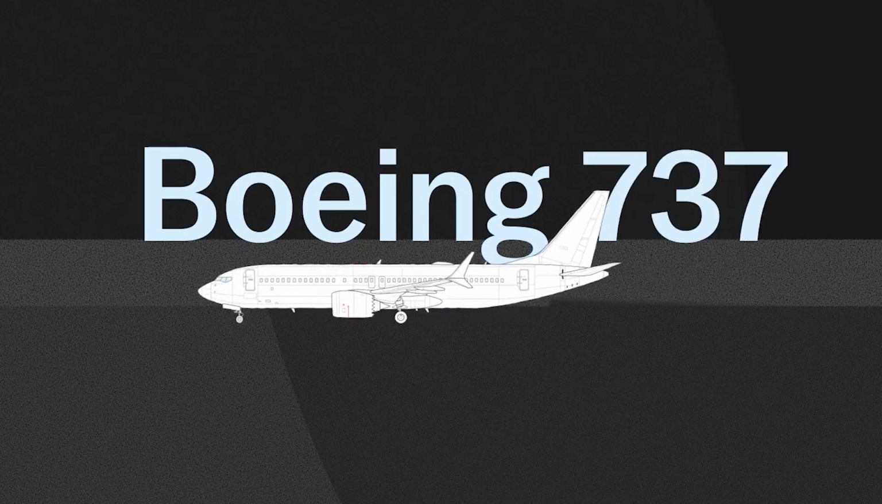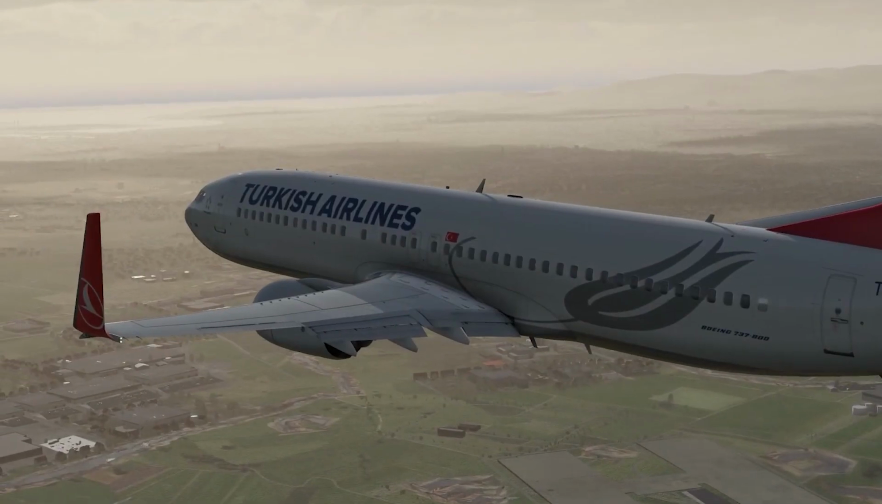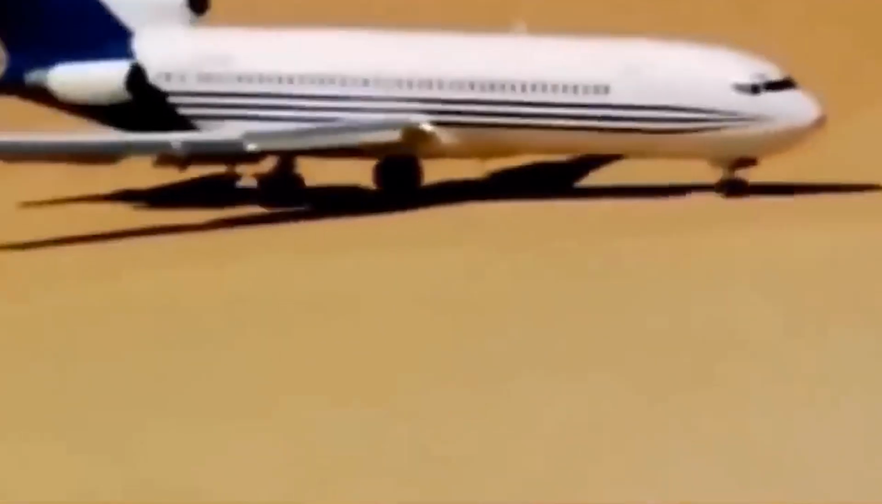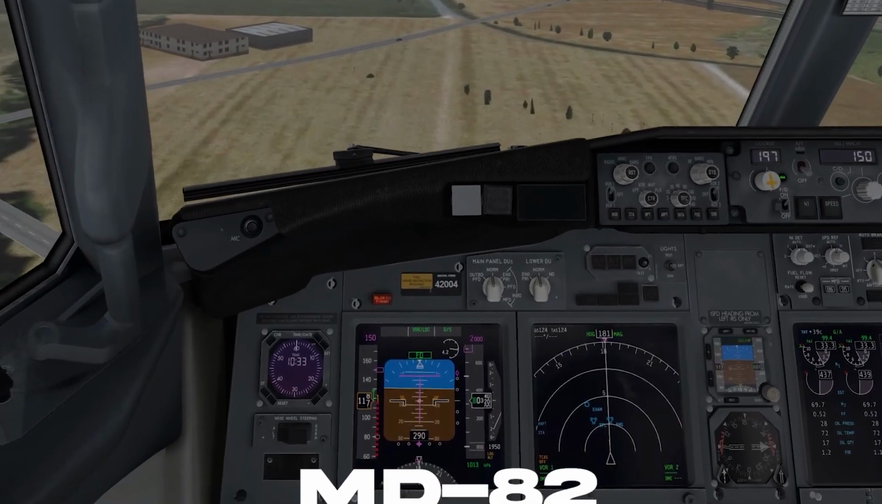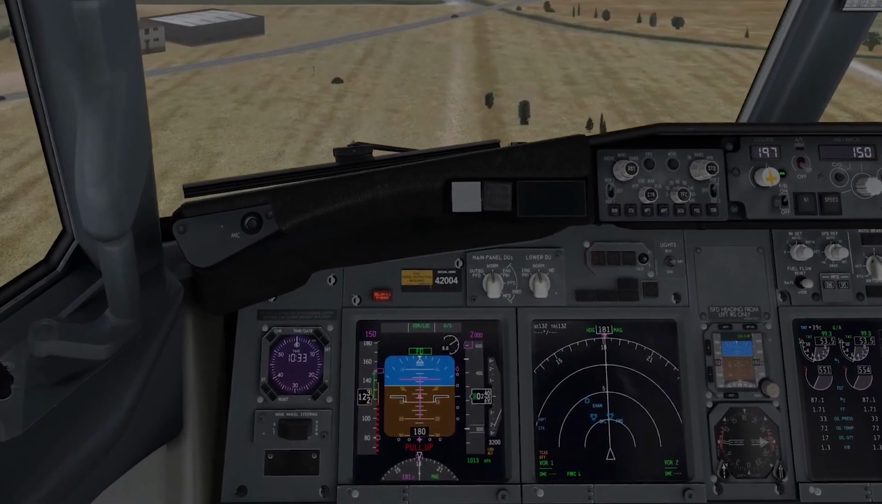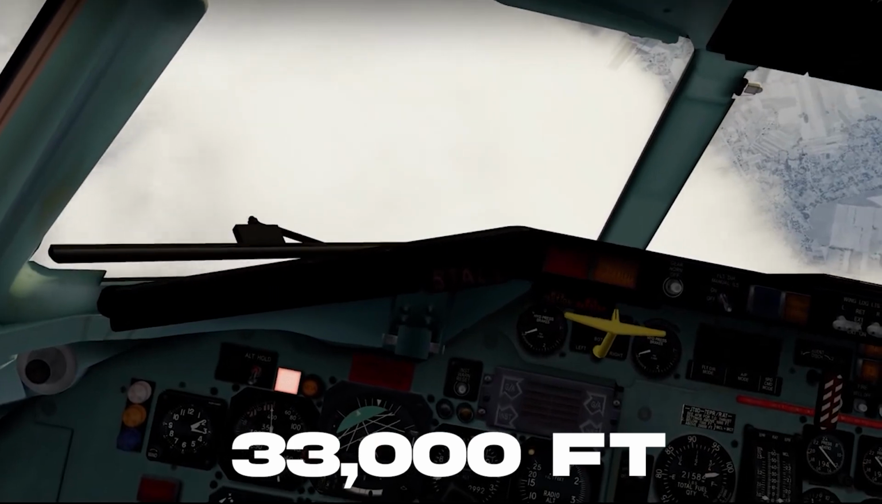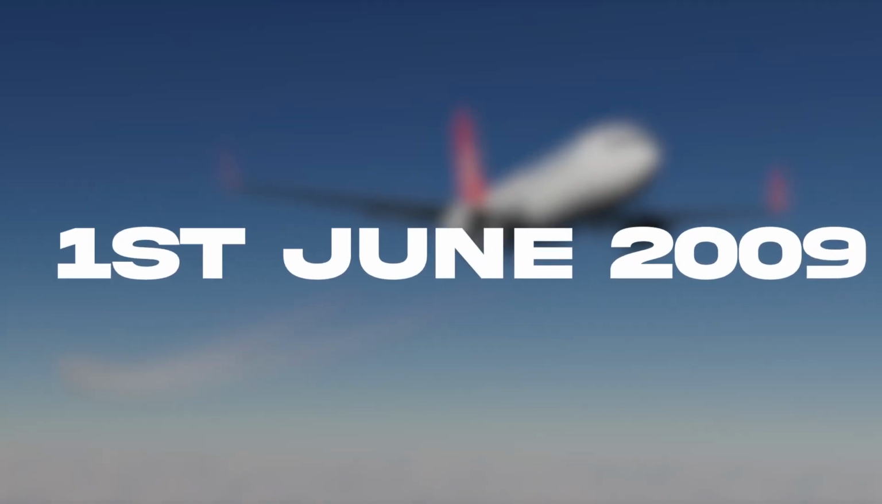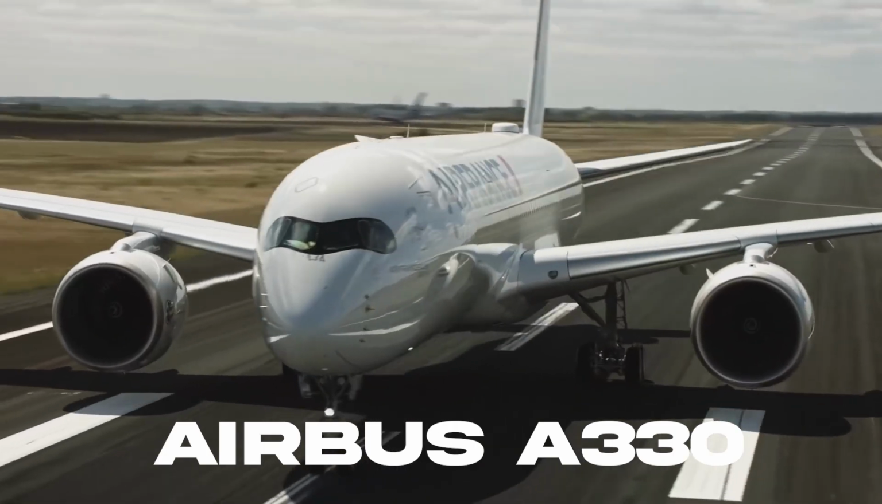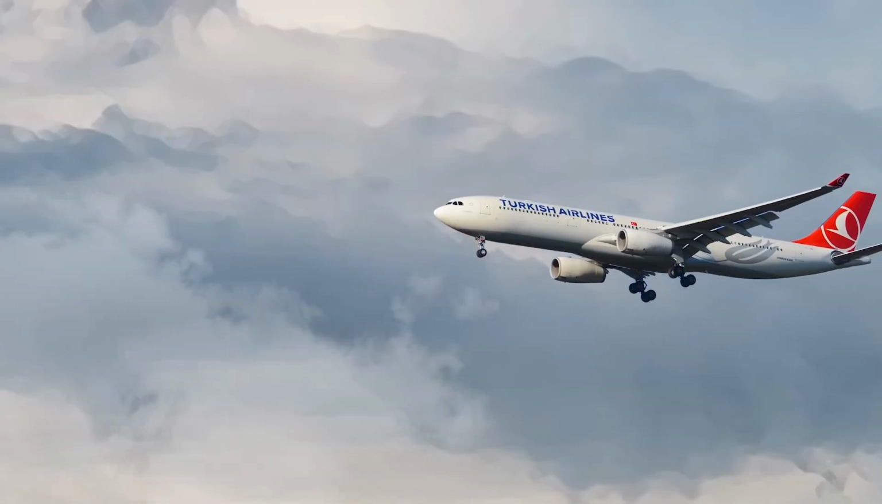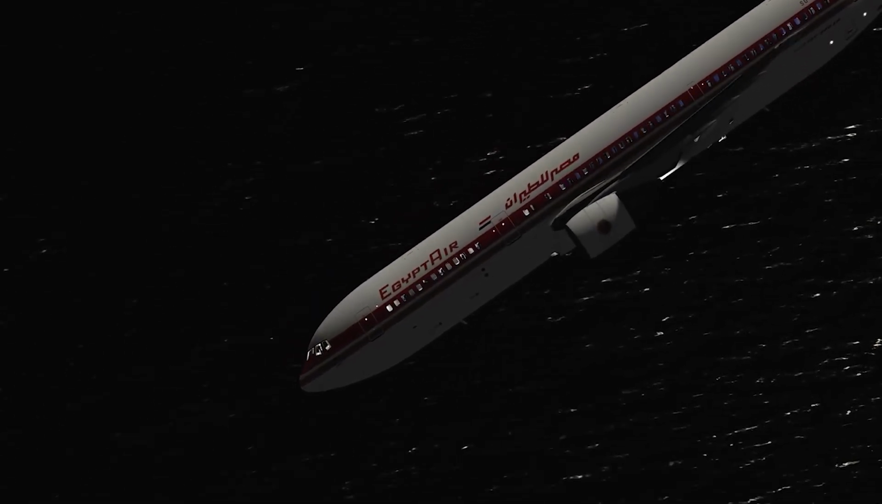On the 25th of February in 2009, a Boeing 737-800 belonging to Turkish Airlines, Flight 1951, crashed on landing at Amsterdam. In 2005, West Caribbean Airlines' MD-82 crashed due to a stall at a height of 33,000 feet. On the 1st of June in 2009, an Airbus A330 belonging to Air France, Flight 447, stalled at a high altitude and crashed into the ocean.